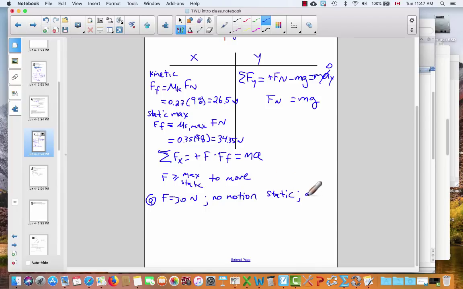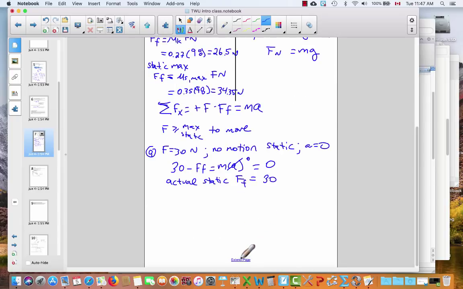So that means that the acceleration is 0, and if you put an acceleration of 0 on this side, that tells us that the actual static friction required to balance a 30 newton push force is actually 30 newtons. So I'll call it actual, just to distinguish from the maximum. Because the acceleration on this side is 0, you could solve that and say, okay, if you're pushing with 30, static friction is going to exactly balance your pushing force. It'll push back with 30.